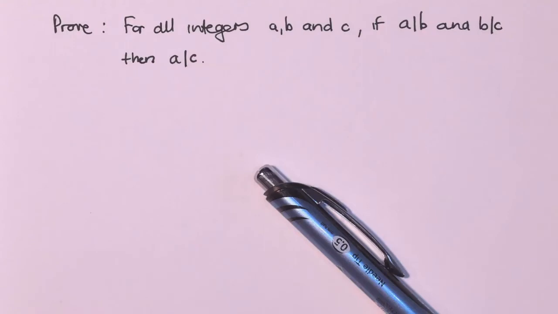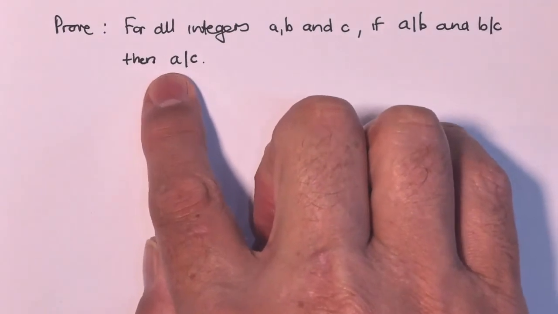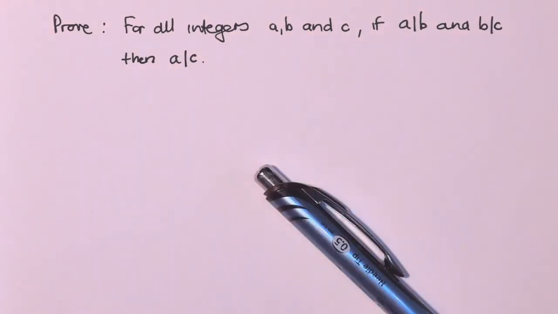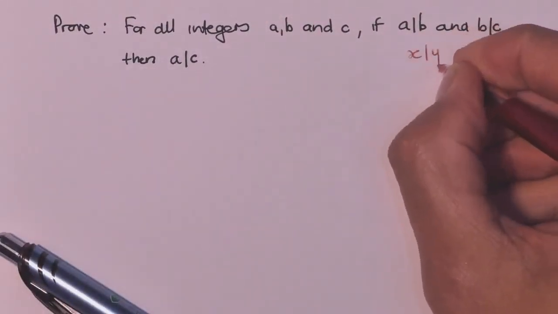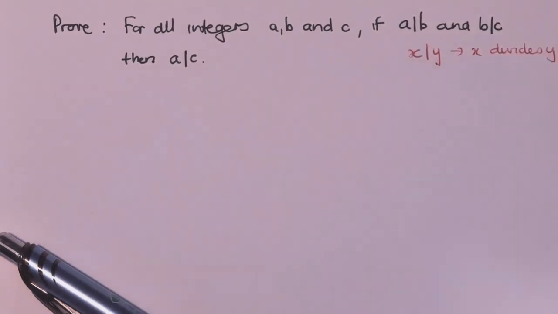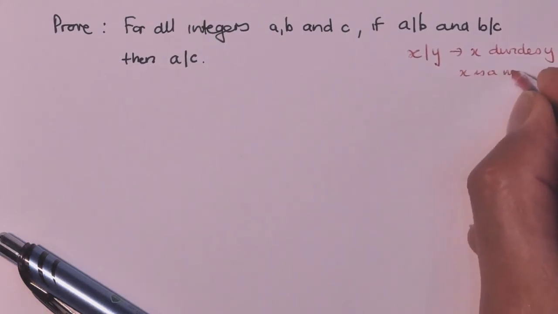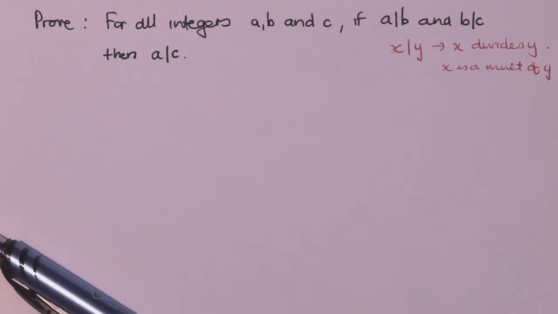Okay, our second proof we're going to focus on says: prove that for all integers a, b and c, if a divides b and b divides c, then a divides c. This symbol here, if I write x with a vertical bar y, it means x divides y. Okay, folks? Which means that usually then y is a multiple of x. Okay, now that's what we're going to prove.